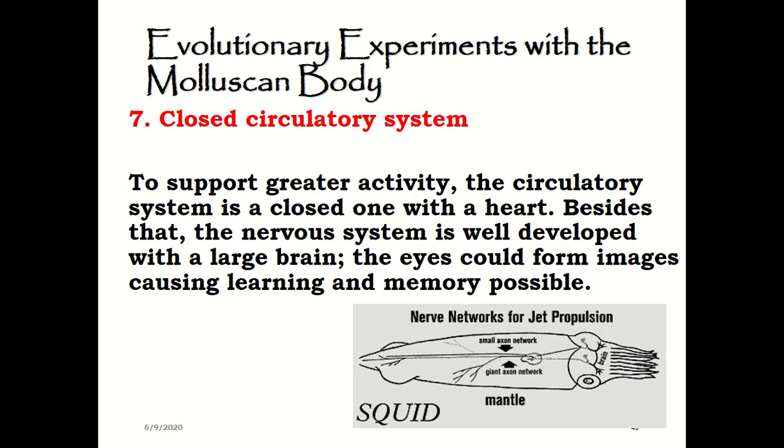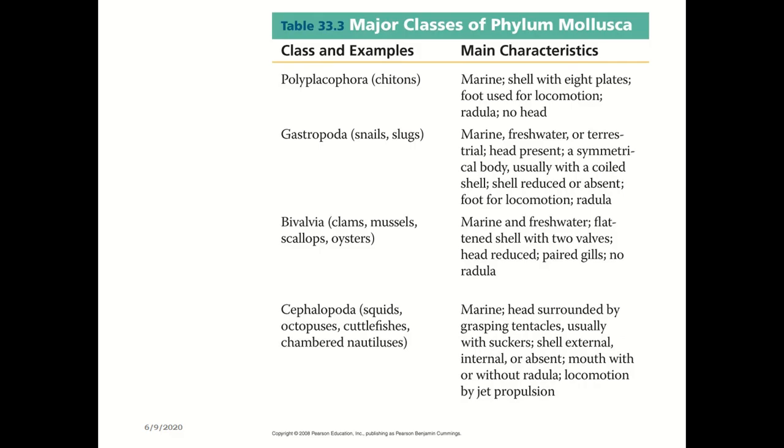Okay, and the last one is that they have a closed circulatory system. So to support greater activity, the circulatory system is closed with a heart. Besides that, the nervous system is well developed with a large brain. So the eyes can form images, making learning and memory possible for them, such as the squid. Okay, so this is the conclusion for the four classes in phylum Mollusca. You can read by yourself later.